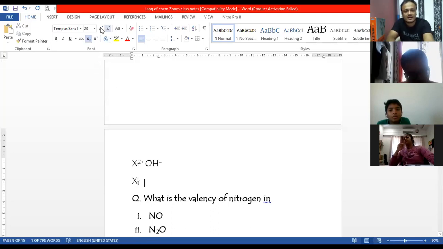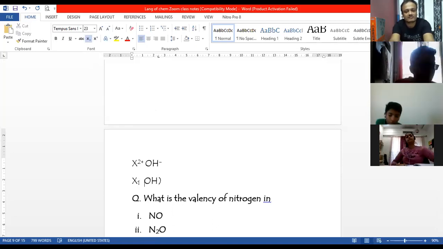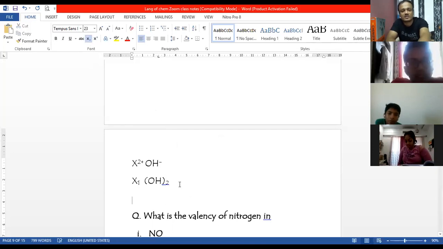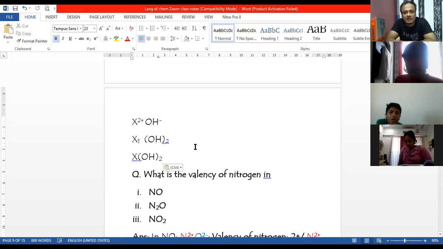And then I'll write OH. OH is a radical. So I'll put the radical in a bracket. And 2 is the valency of X. So I'll be writing 2 over here. Okay. So this is how we substitute the formula, and then we can see that this is 1 over here. I already told you whenever it is 1 we don't have to write 1 there. So this will be X, and then we just copy down this whole thing. So this will be X(OH)2.